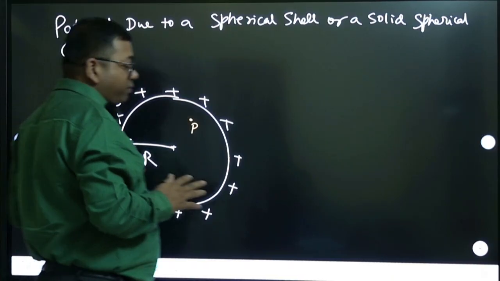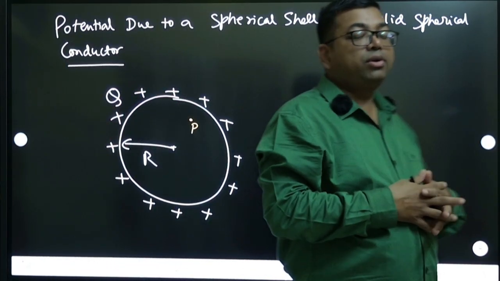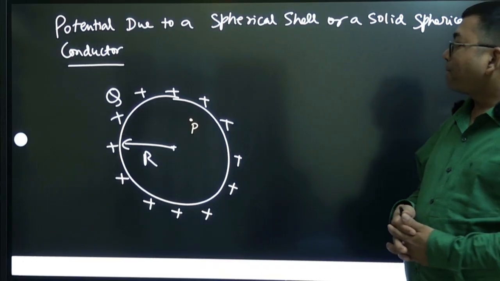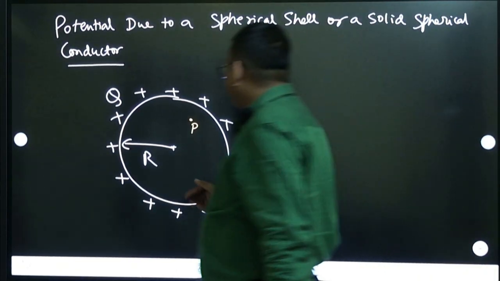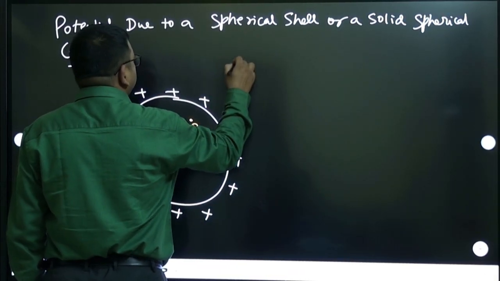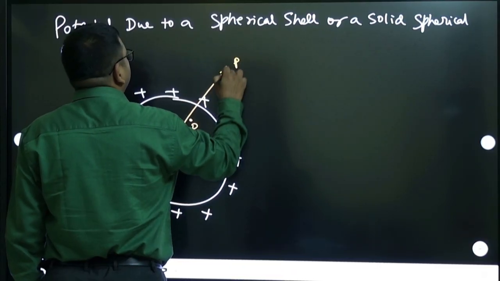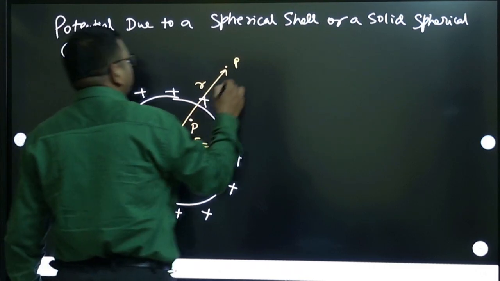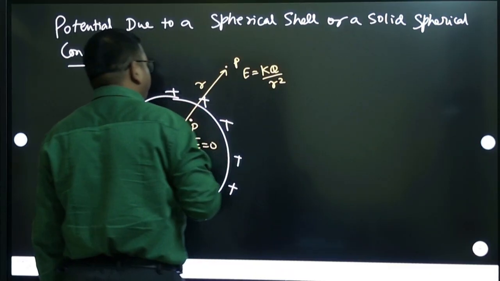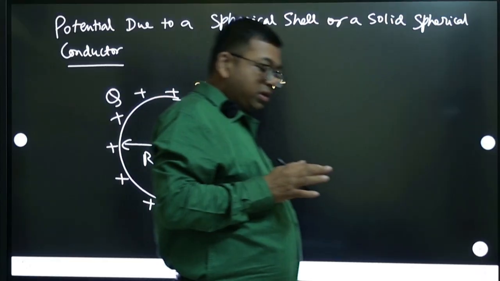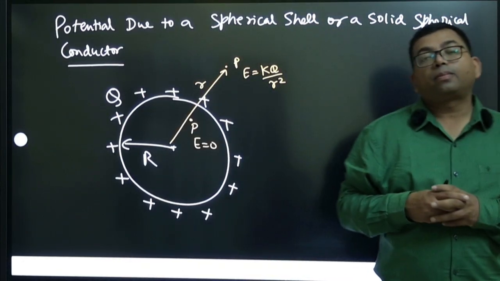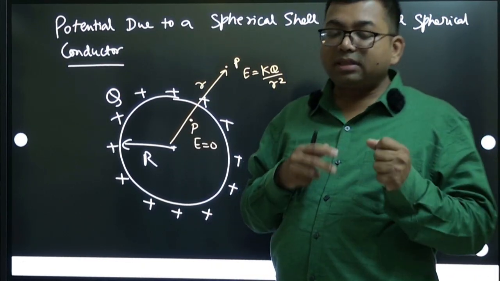But we know that the field is going to be 0 already. But how to calculate the potential? Here the field is 0 at this point, and if you take any point outside at a distance of r, the field is given as kq by r square. Now let us recall the formula for potential. What is the relationship between potential and field?